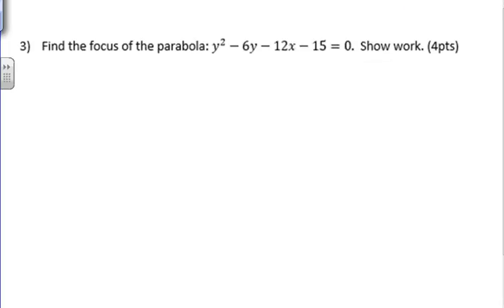All right, here what we have is another problem involving parabolas with conics. And what we want to do in this problem is find the focus. If you recall, the focus is inside of the parabola. So the first thing we want to do, just like the other ones, is write this into standard form of a parabola.